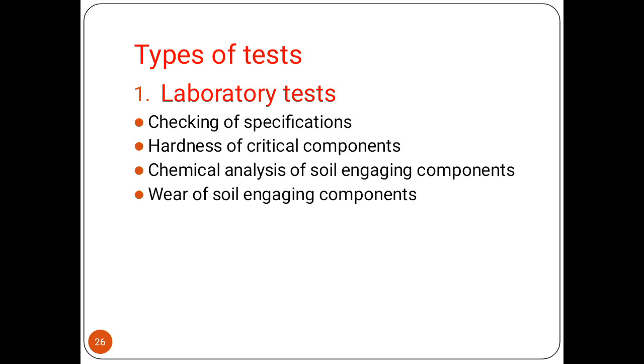Hello and welcome. Today we discuss the types of tests of the tillage machinery. First is the laboratory test. In that we check the specification of the machine, check the hardness of the critical component, check the chemical analysis of the soil engaging component, and find out the wear of the soil engaging components.